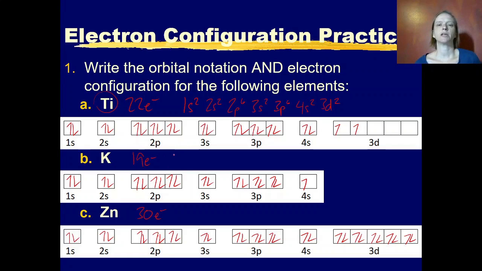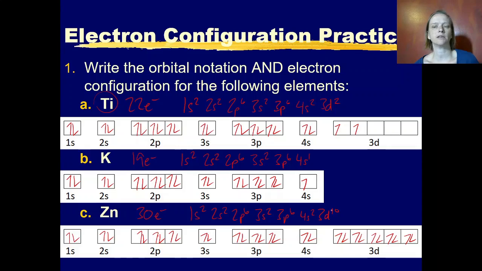Let's do the same thing for potassium. 1s2, 2s2, 2p6, 3s2, 3p6, 4s1. And now for zinc. 1s2, 2s2, 2p6, 3s2, 3p6, 4s2, 3d10.